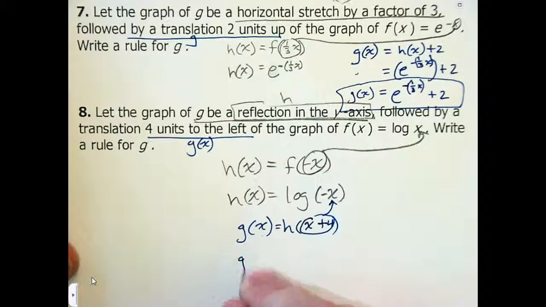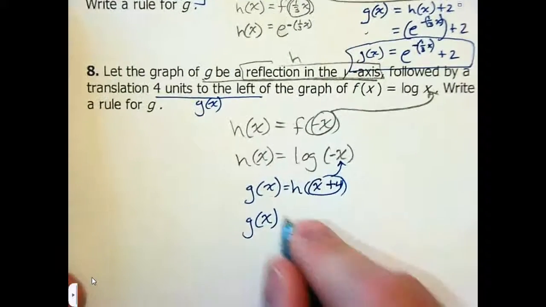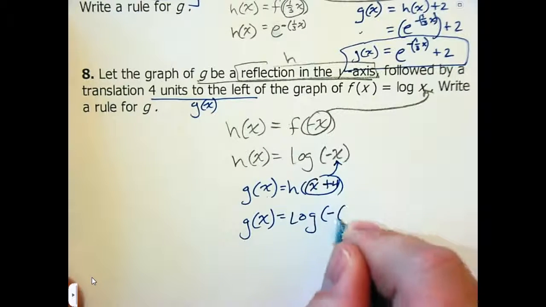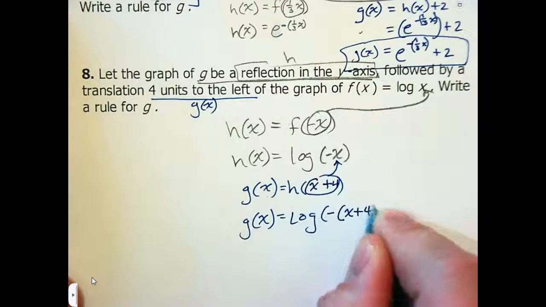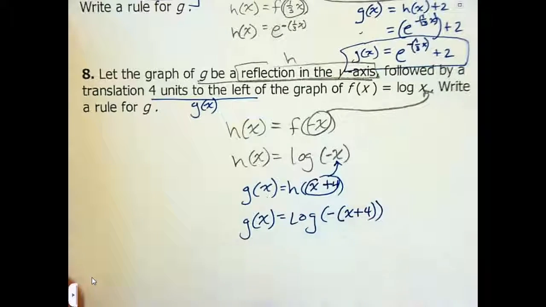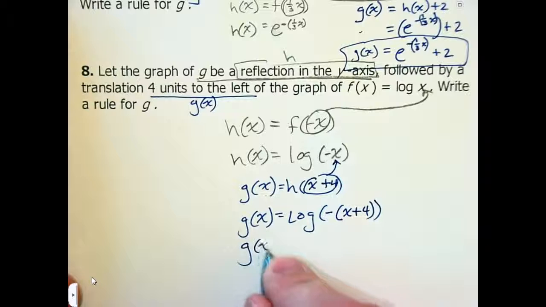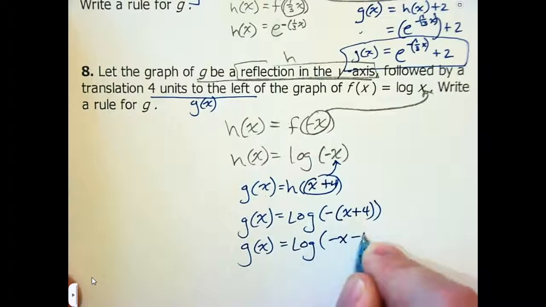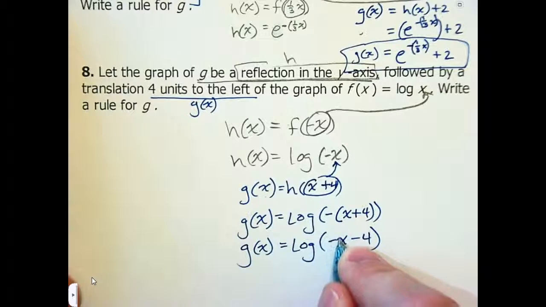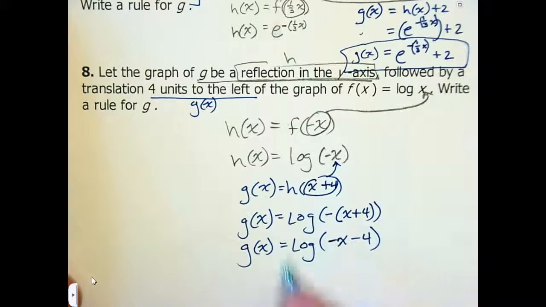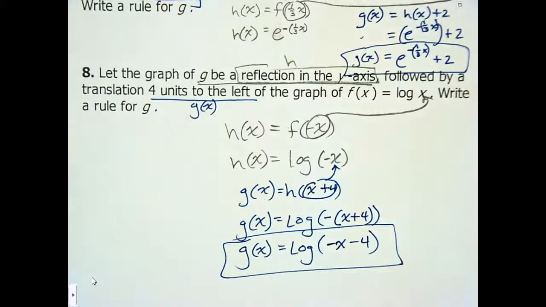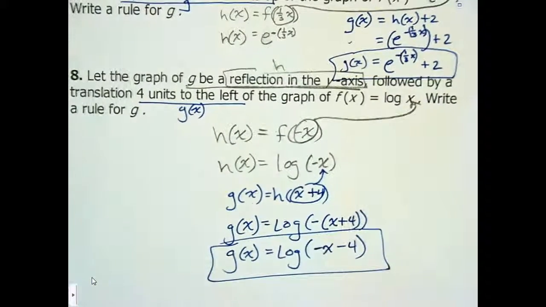So we end up with g of x equals log of negative x plus 4. Be careful, make sure that you put that negative like that so you distribute it to both parts. So you get negative x minus 4. Okay? Questions?